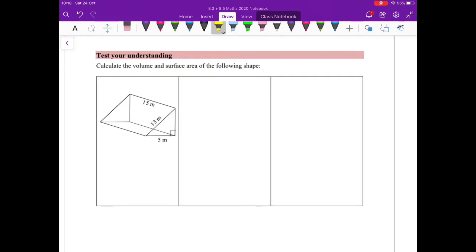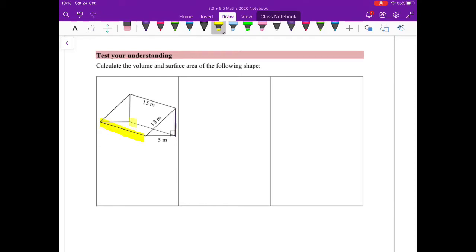This is the test your understanding for the volume and surface area of triangular prisms. So we're first going to calculate the surface area, and you will see that there is no dimension on this vertical line. So the first thing we have to do to have all our measurements is find the length of that, and because it's a right angled triangle, we can use Pythag.